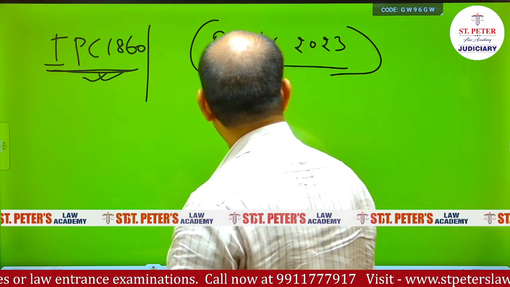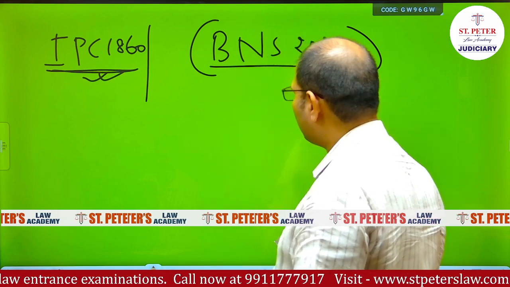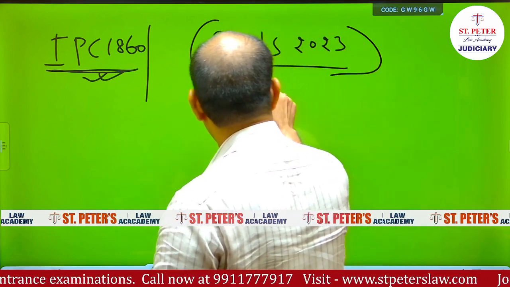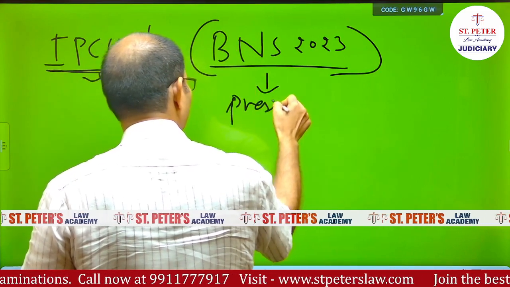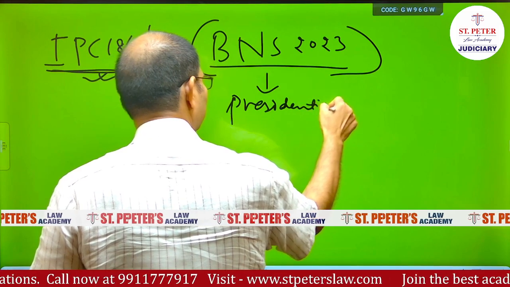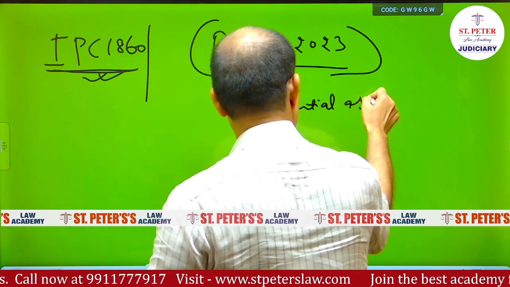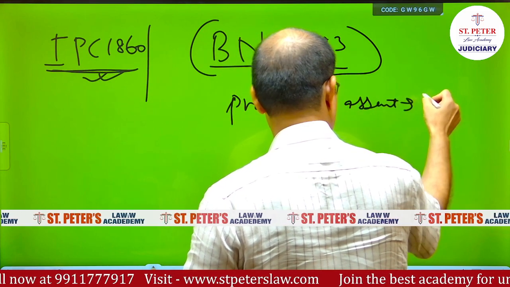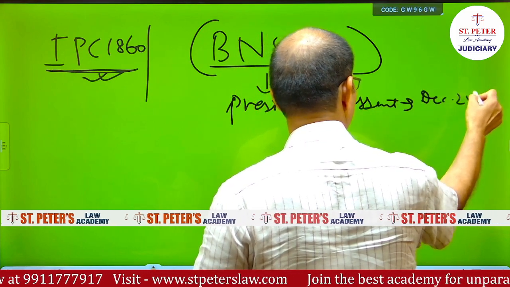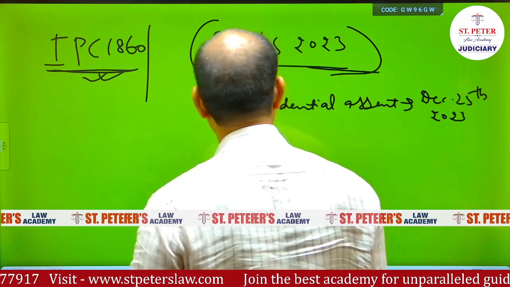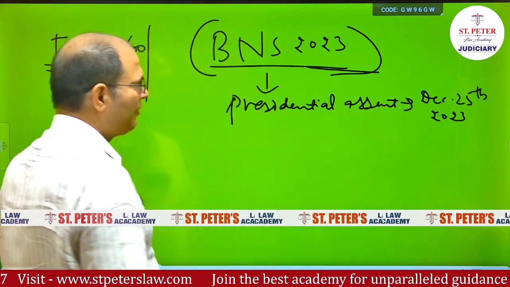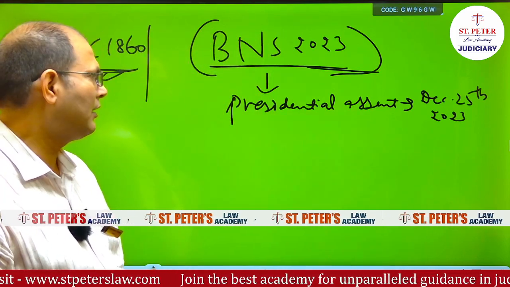The BNS bill was passed by both the houses of Parliament, and this bill received the assent of the President. Presidential assent was given to this bill on December 25th, 2023. That's how the BNS has been enacted, stands enacted.